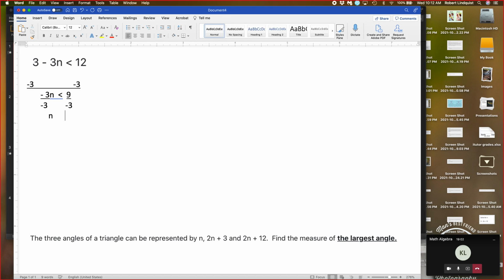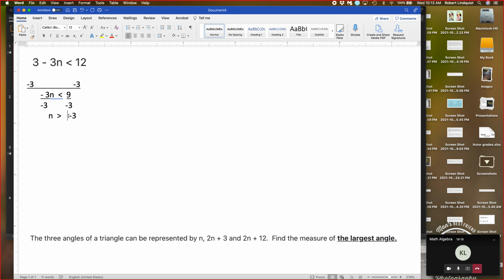I'm going to do this step next. A positive 9 divided by a negative 3. 9 divided by 3 is 3. Positive 9 divided by the negative is to negate the positive, which makes a negative 3. But the question now is what sign goes in the middle? And the answer is a greater than sign.